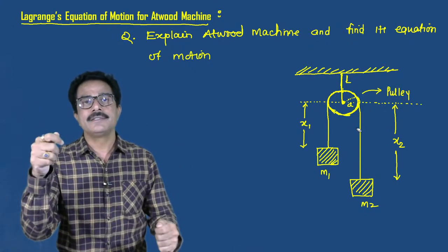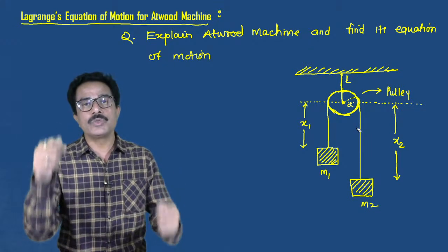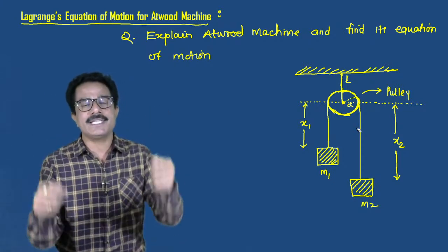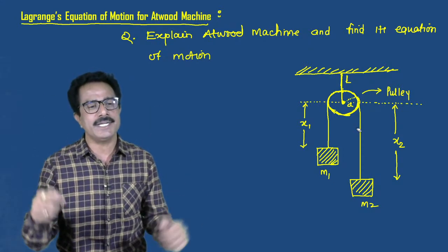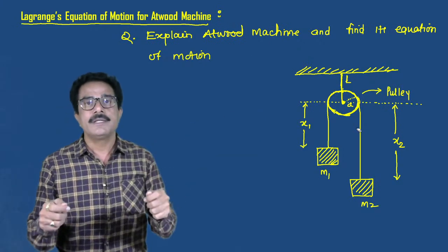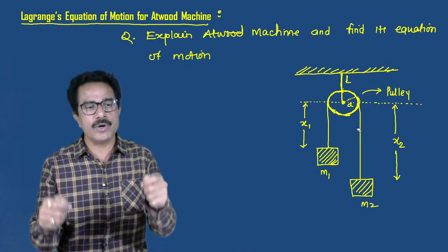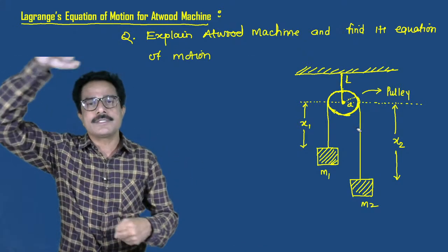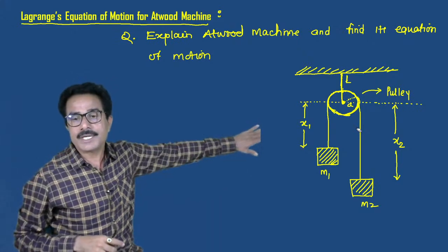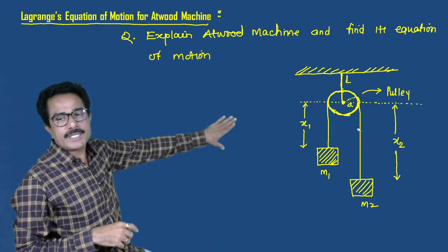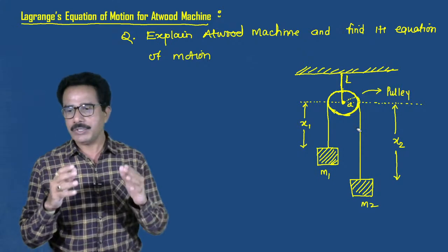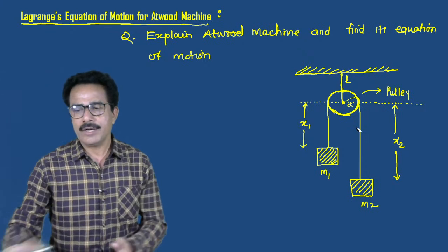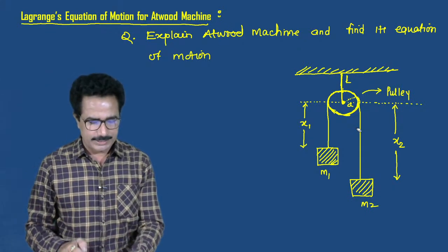So we can move M1 and M2, the two particles or two masses, in upward and downward directions by using the pulley. See this, this pulley is attached to some fixed point. The working of this pulley is also called the Atwood machine.